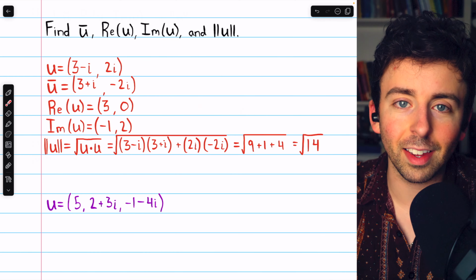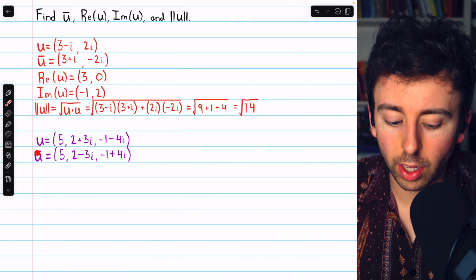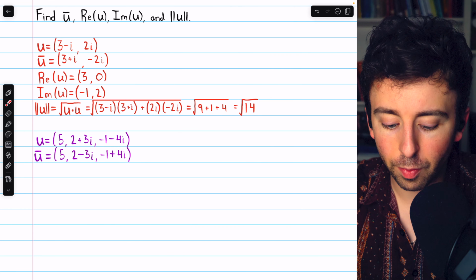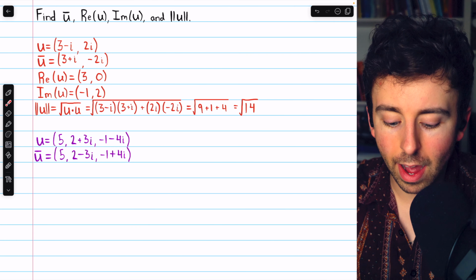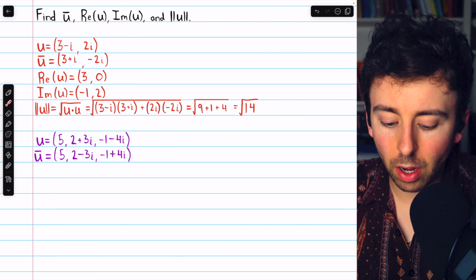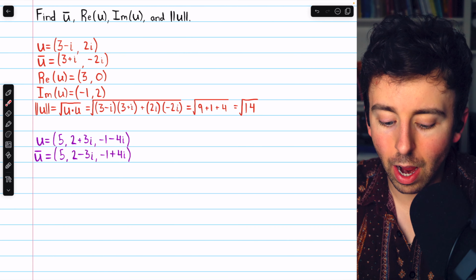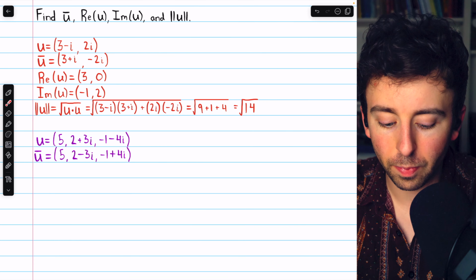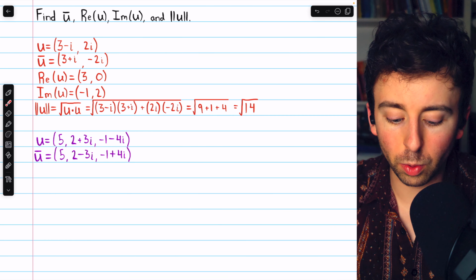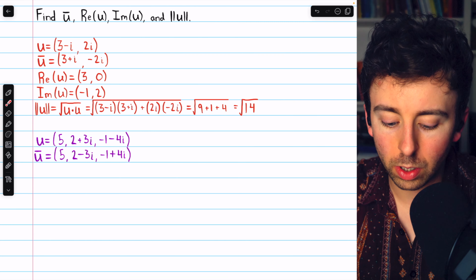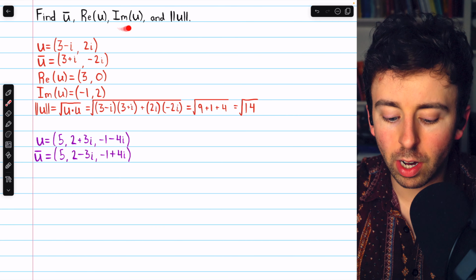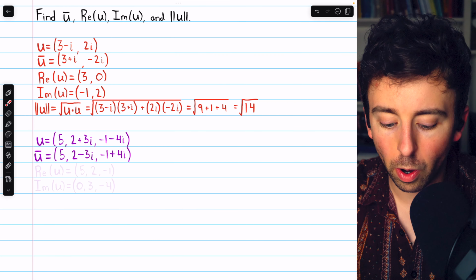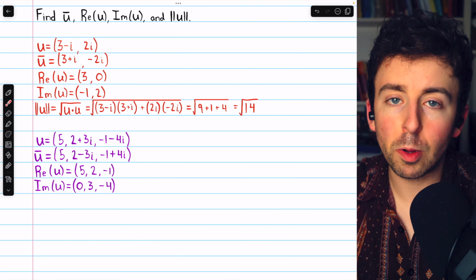On to our second example. Getting right into the conjugate of this second example, the conjugate of 5 is just 5. The conjugate of 2 plus 3i is 2 minus 3i. And the conjugate of negative 1 minus 4i is negative 1 plus 4i. So that's the conjugate of u. The real part of u is 5, 2, negative 1. And the imaginary part of u is 0, 3, negative 4. So there those real and imaginary parts are.